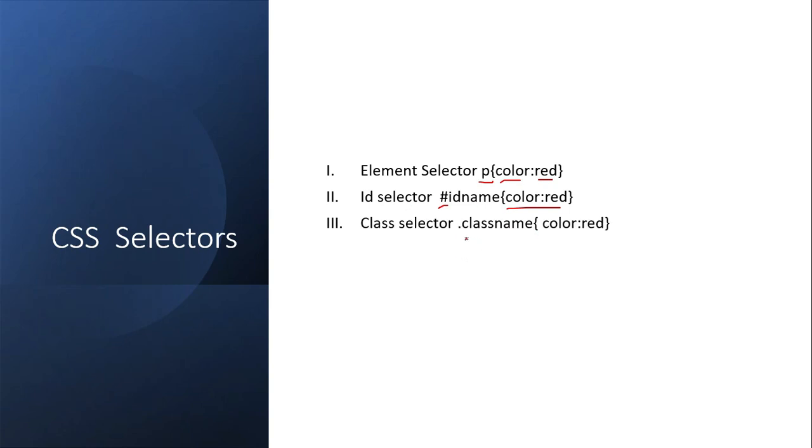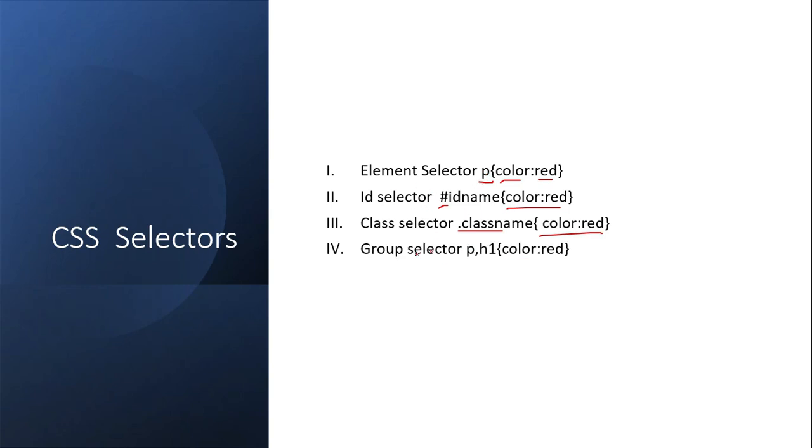Another one is the class selector. We can give the class name by using the dot symbol and then the class name. And inside the curly braces, this is the CSS. Here color is the property and red is the value. We are giving the same property value for all these selectors, that is element selector, ID selector, class selector.